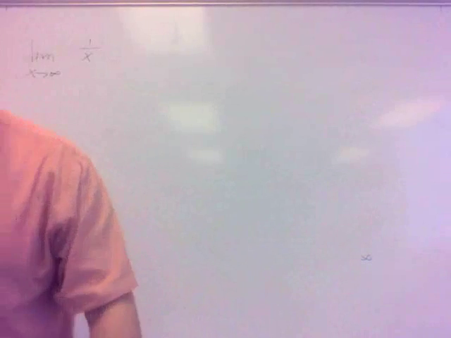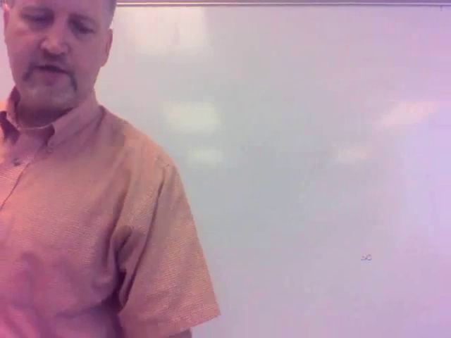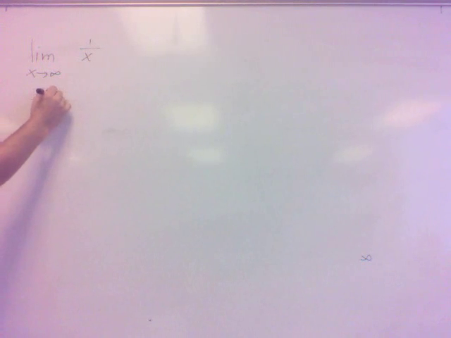Let's think about this. What is the limit as x approaches infinity of 1 over x? We can do this by table, or lots of different ways. Just think about the numbers here. What this is saying, x is approaching infinity, is the x values are getting larger and larger and larger.